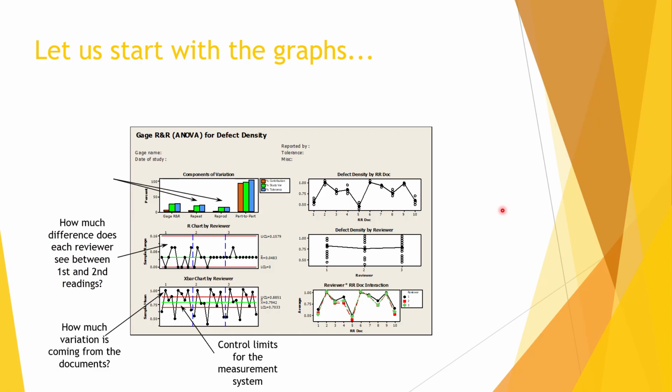How much difference does each reviewer see between the first and second reading? Doesn't look that good. What percentage of the total variation is coming from the gauge, the tool? Is repeatability or reproducibility the issue?